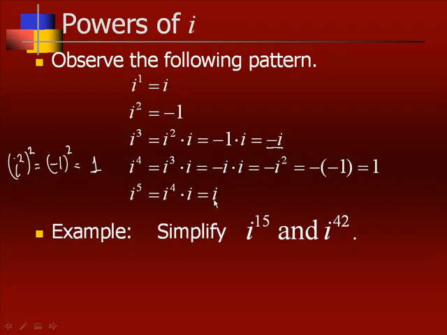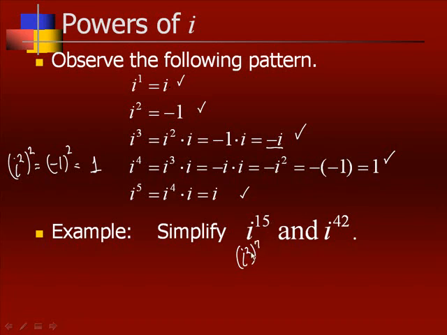Okay, so if we had big numbers, you see the pattern? i, negative 1, negative i, 1. i, and then it just repeats. i, negative 1, negative i, 1. Well, if we're going to simplify larger powers of i, what we can do is just go back and remember i squared is negative 1. So we're going to try and write everything in terms of i squared.